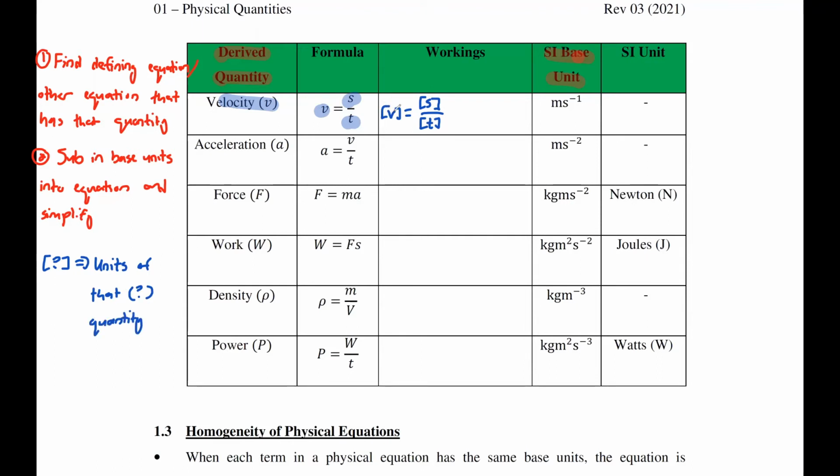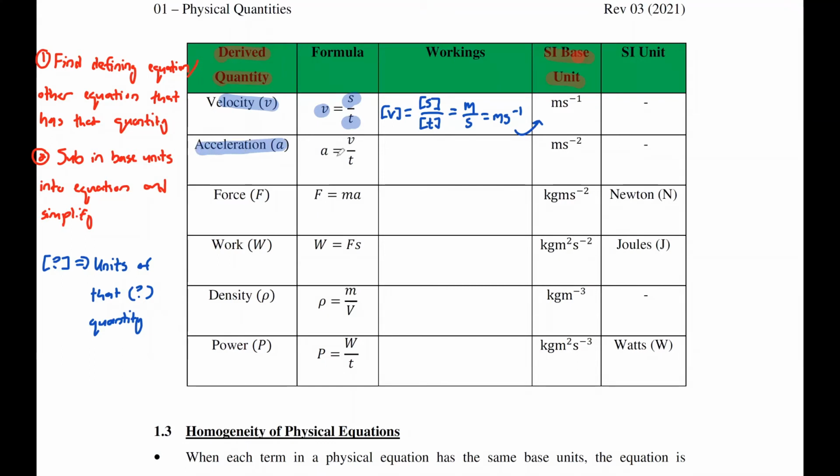Here, when I have square bracket over v, it means that I'm referring to the unit of velocity. When I have a square bracket over s, I'm referring to the unit of distance. When I have a square bracket over t, I'm referring to the units of t. So, units of distance is meter, units of time is second. So when I simplify this, I will get meter per second. This is the SI base unit of velocity.